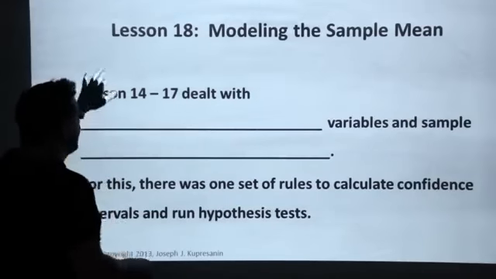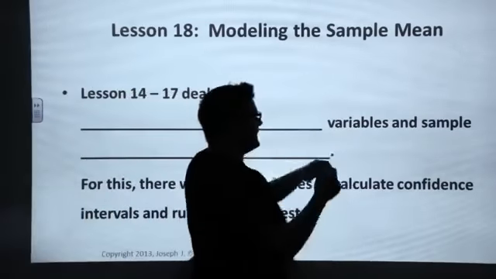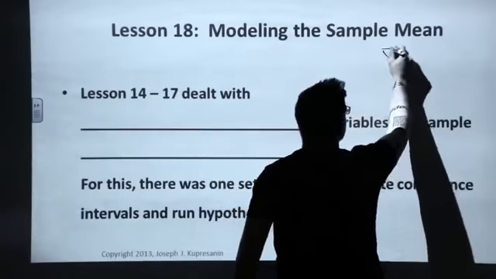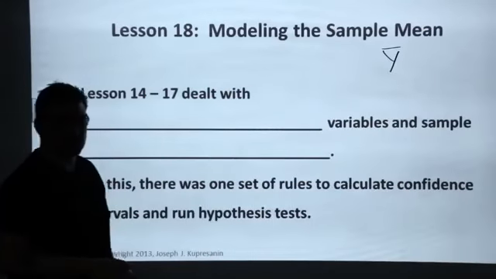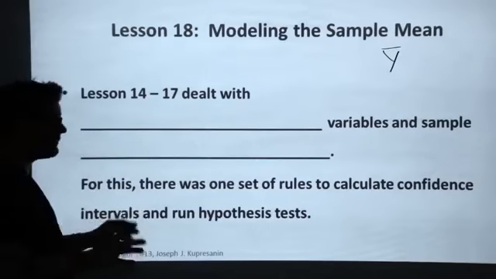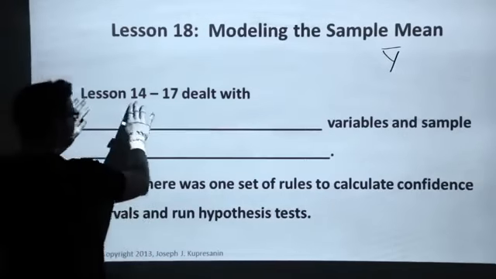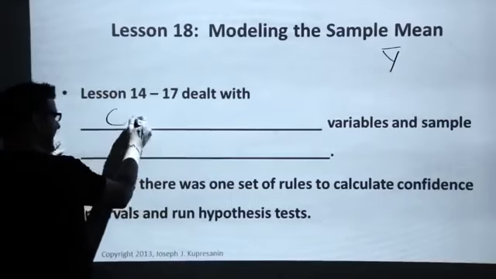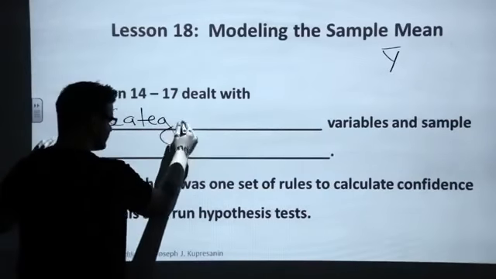To the slides here, lesson 18, we're modeling the sample mean. That symbol is Y bar. We're done with P's, we're done with p-hats. Now we're moving on to sample means, it's Y bar stuff. Lessons 14 to 17 dealt with categorical variables.